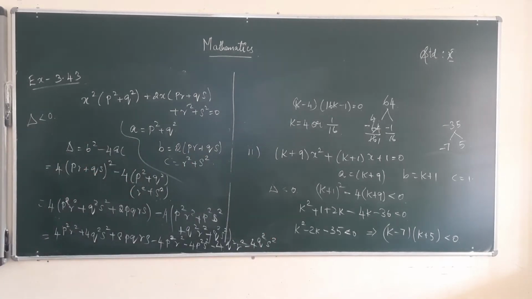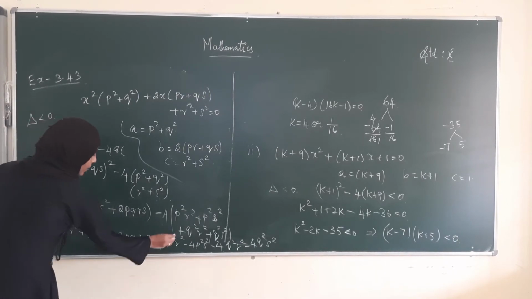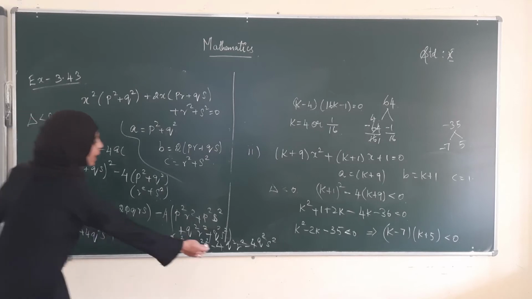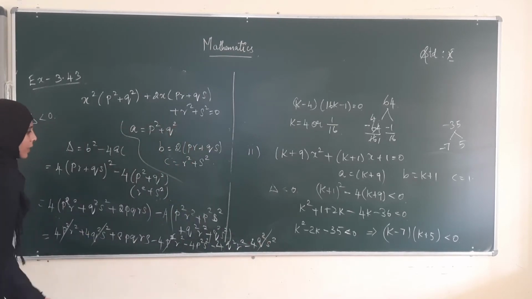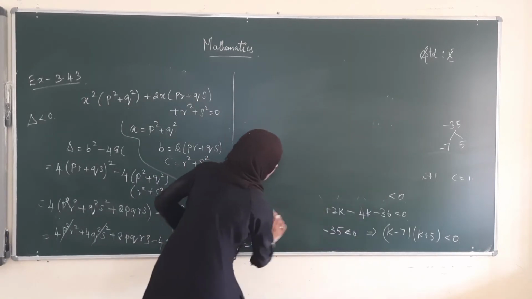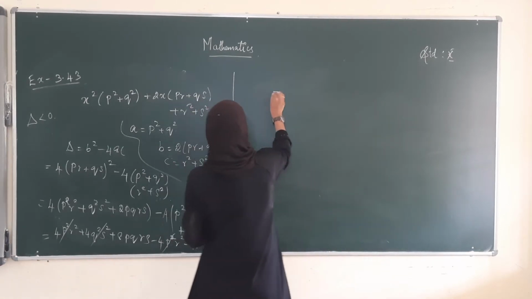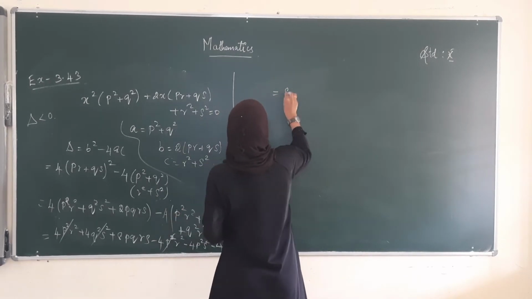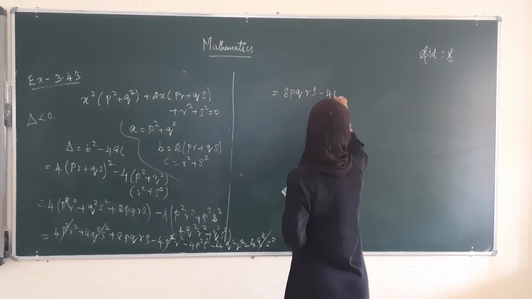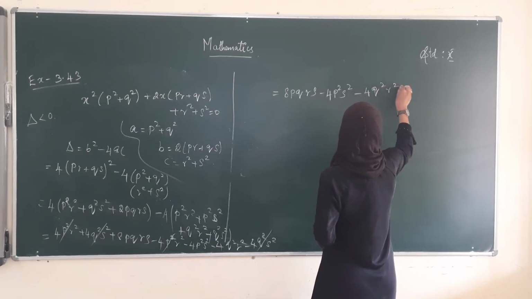Okay. See here. Here it is 4 into P square R square. Here minus 4 into P square R square. These both terms get cancelled. And here 4 into Q square S square, and here we have minus 4 into Q square S square. Shall we write the remaining terms? What are the remaining terms? It is equal to, okay, we have 8 PQRS, then minus 4 into P square S square, then minus 4 into Q square R square.